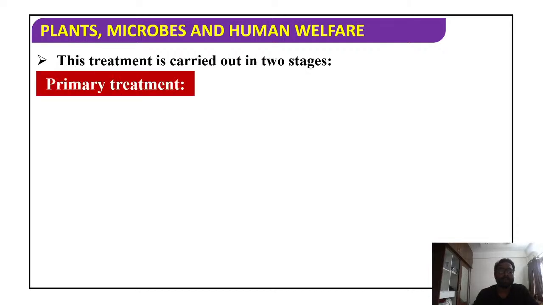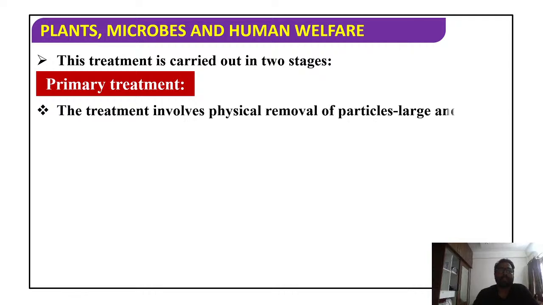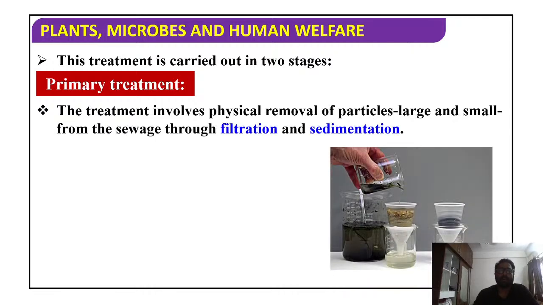Now this treatment is carried out in two steps: one is primary treatment and the other is secondary treatment. Let me discuss the primary treatment, students. You can see on your screen. Primary treatment involves physical removal of particles, large and small, from the sewage through filtration and sedimentation. So in the very first step, students, we will do primary treatment.